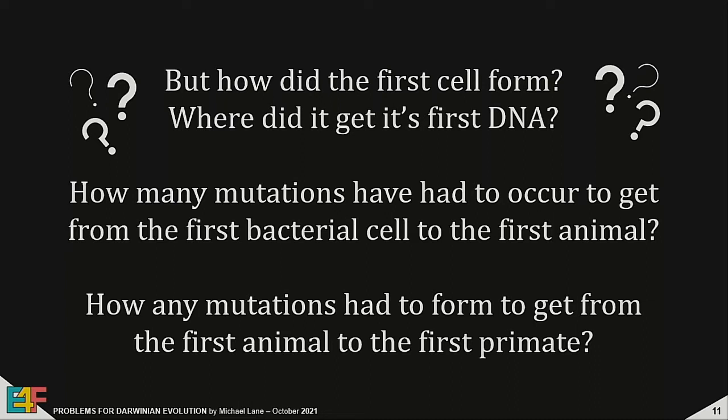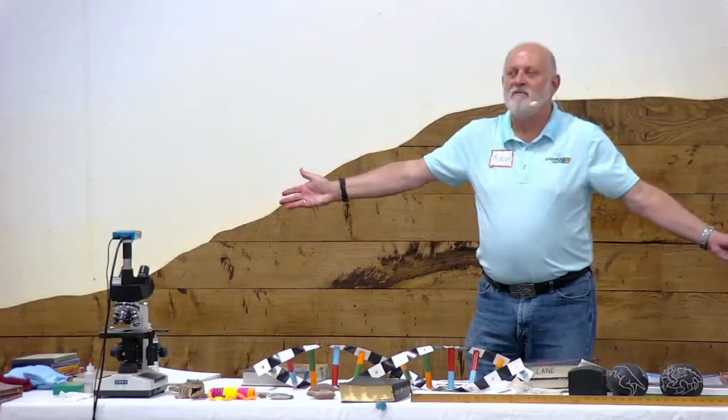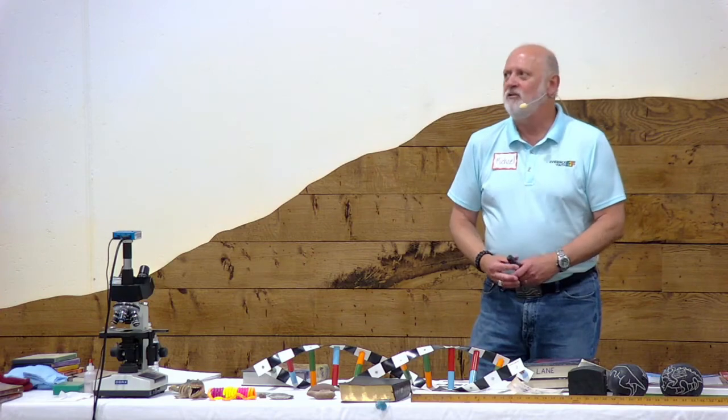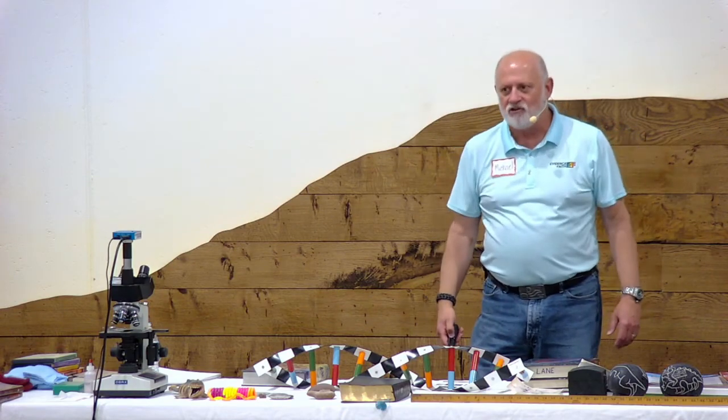But how do we get to DNA? How many mutations have had to occur to get from the first bacterial cell to the first animal cell? How many mutations had to happen to get from the first animal cell just to get to the first primate and talk about human evolution? I can't even begin to gather how many tens to the Googleth power of mutations had to occur.